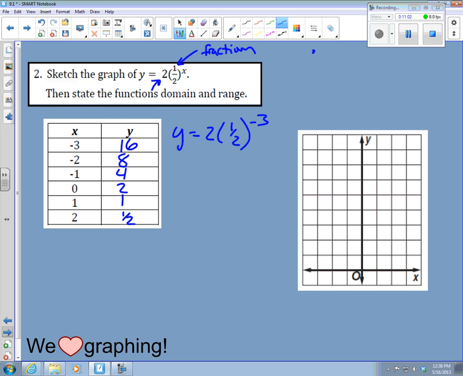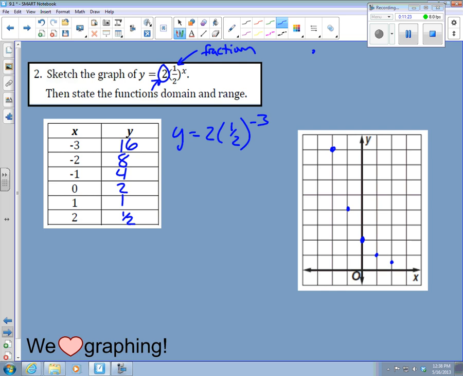-2, 8, right about there. -1, 4, about there. 0, 2, there's our y-intercept. Once again, a is going to be your y-intercept. 1, 1, and then 2, 1/2.